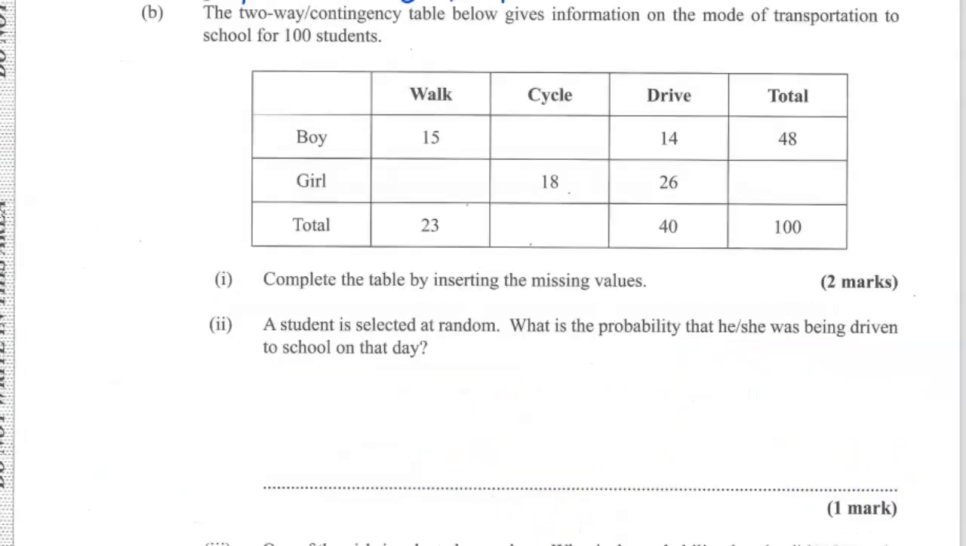So in part B we have a two-way contingency table. We're asked to complete the table by inserting the missing values. Notice the total for boys is 48, so all the values in this row must add to give 48. So 15 and 14, that's 29. How much do I need to make 48? 19. So this would be 19.